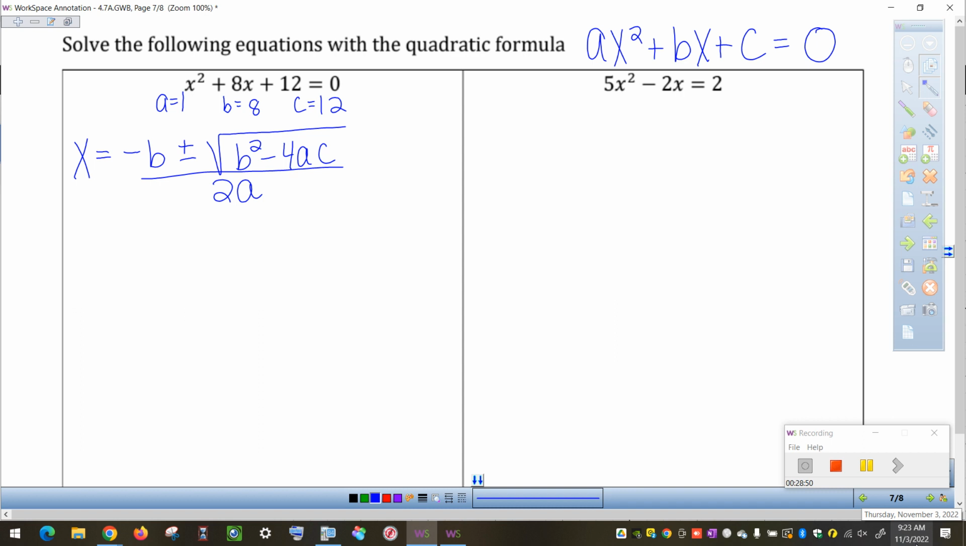Let's start to plug the pieces in now. I'm going to still start with my x equals. I'm going to start with my minus sign. And the b, in this case, is positive 8. So when we plug it in there, now it's going to look like a negative 8.